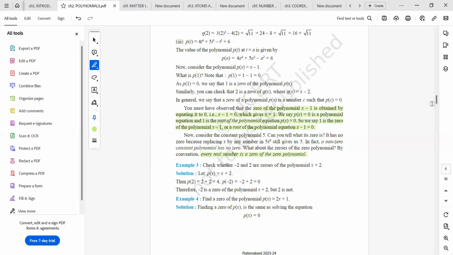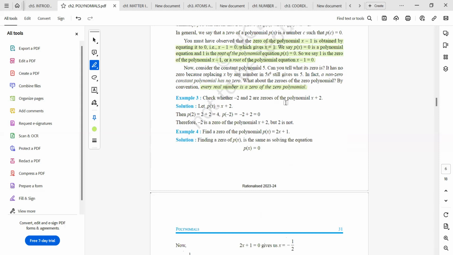Now, if you need to check for the zeros of the polynomial, zeros of the polynomial means that if you put this value, you will get the result as 0. Like the equation is x plus 2. If you put x as 2, then it will give you 4. If you put x as minus 2, then you will get this equation as 0. So minus 2 is a zero of the polynomial.